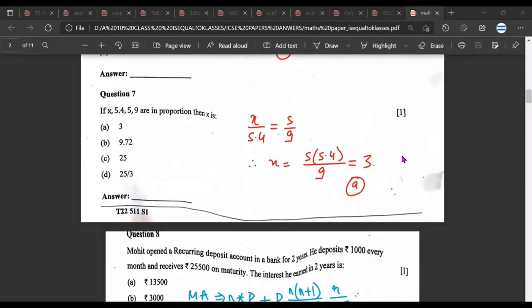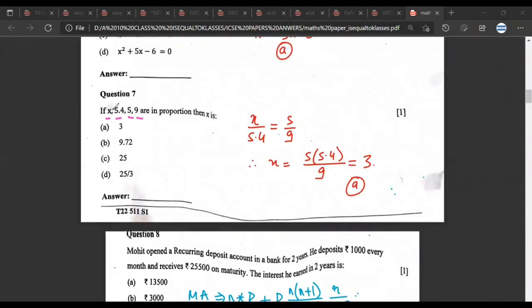Question 7. These 4 are in proportion. Therefore, this upon this would be equal to this upon this. I solve for x. The answer is A. Simple question, not very tough.